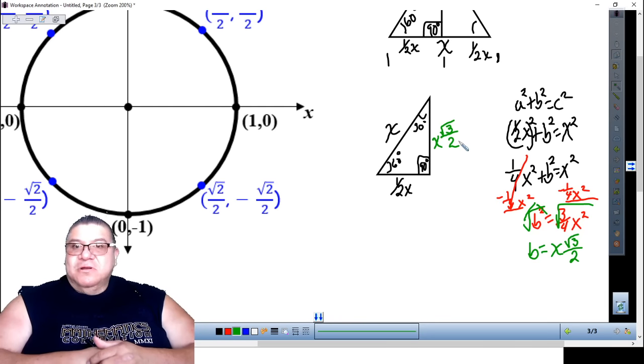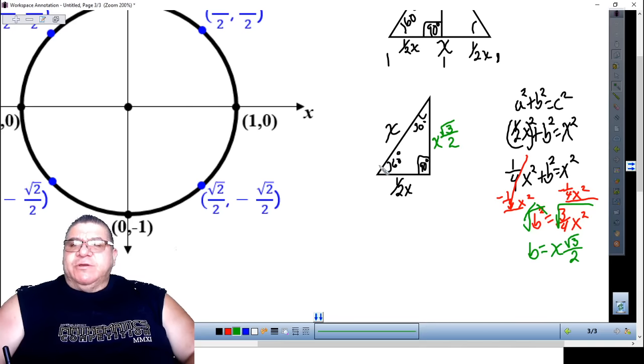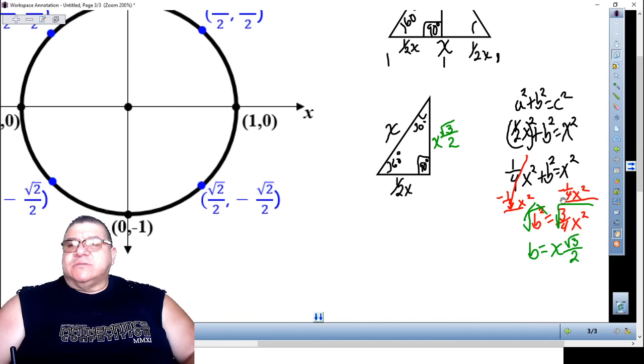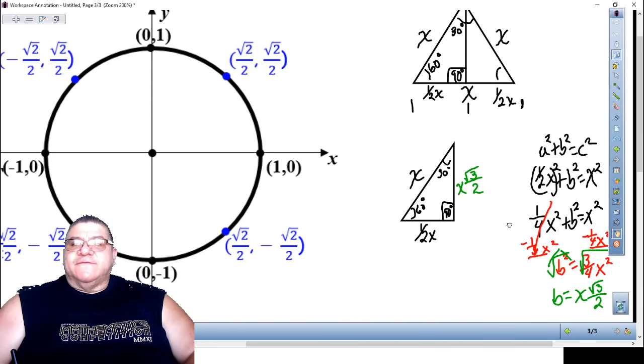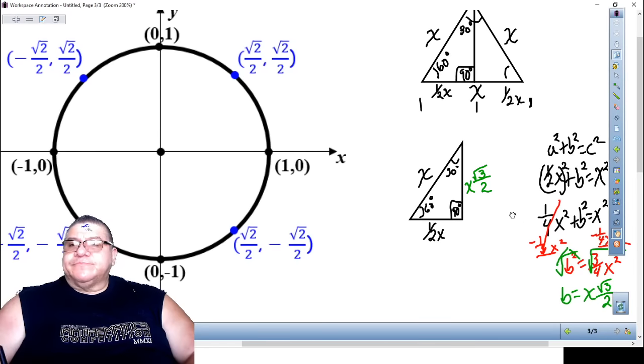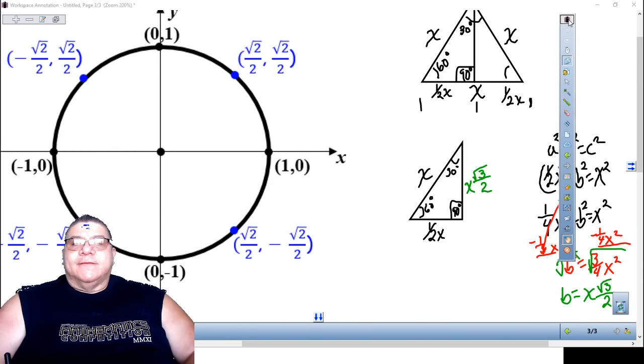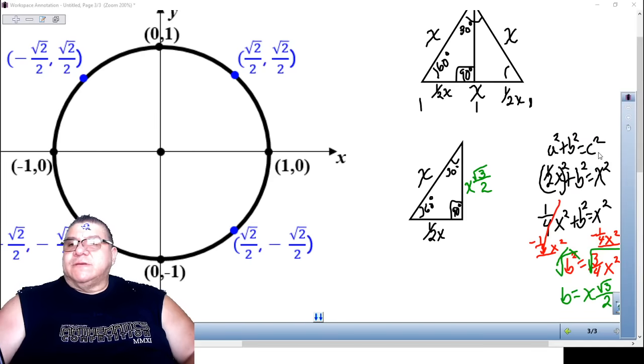Bam, let's go. However, what do we know about this side? This is x. So let's use this to go back to our circle. Once again, if you need to pause it, pause it. And let me move this way.